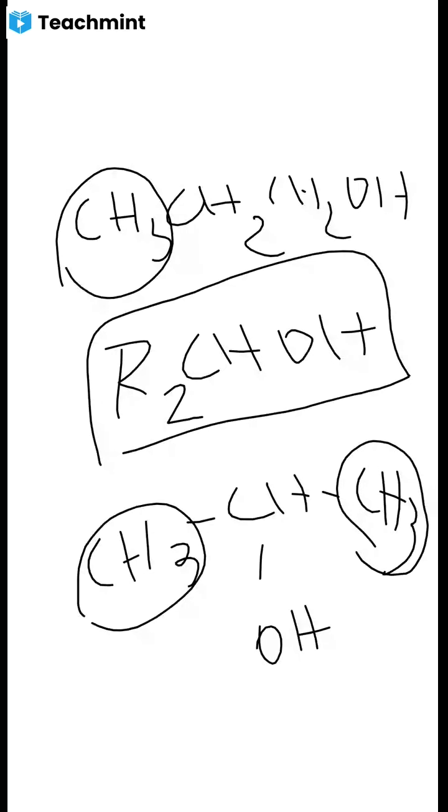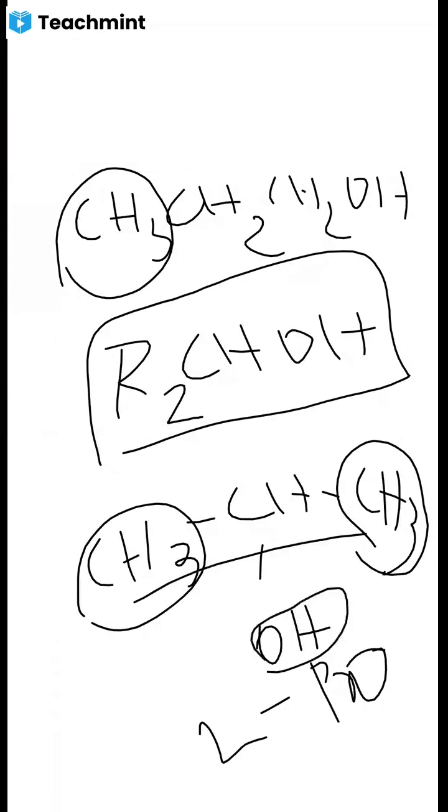The name is 2-propanol. Because 3 carbons are there, 1 OH is there. Second carbon you are having the alcohol, so the name is 2-propanol. So 2-propanol is an example for secondary alcohol because it contains two alkyl groups.